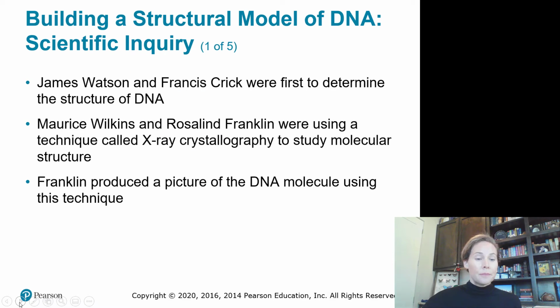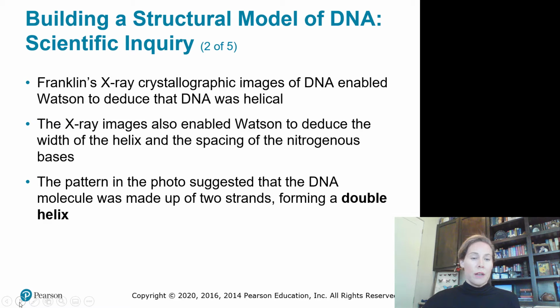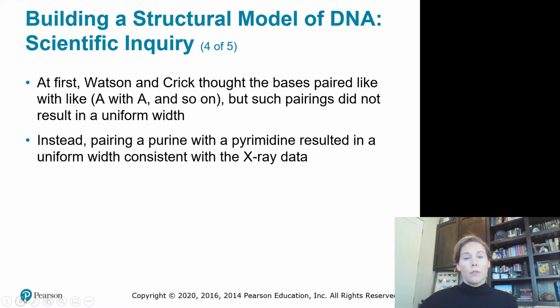If they hadn't built that pattern, then they wouldn't have been able to determine that. At first, Watson and Crick thought that the bases paired like with like: A and A, T and T, G and G, and so on. But what they found out was that this does not provide a uniform width, because A, T, G, and C are different sizes. A couple of them are smaller and a couple of them are larger. So really what you had to pair was big with small, small with big. You couldn't go small, small, and big, big. You would have a warped backbone, and the ladder would not work properly.